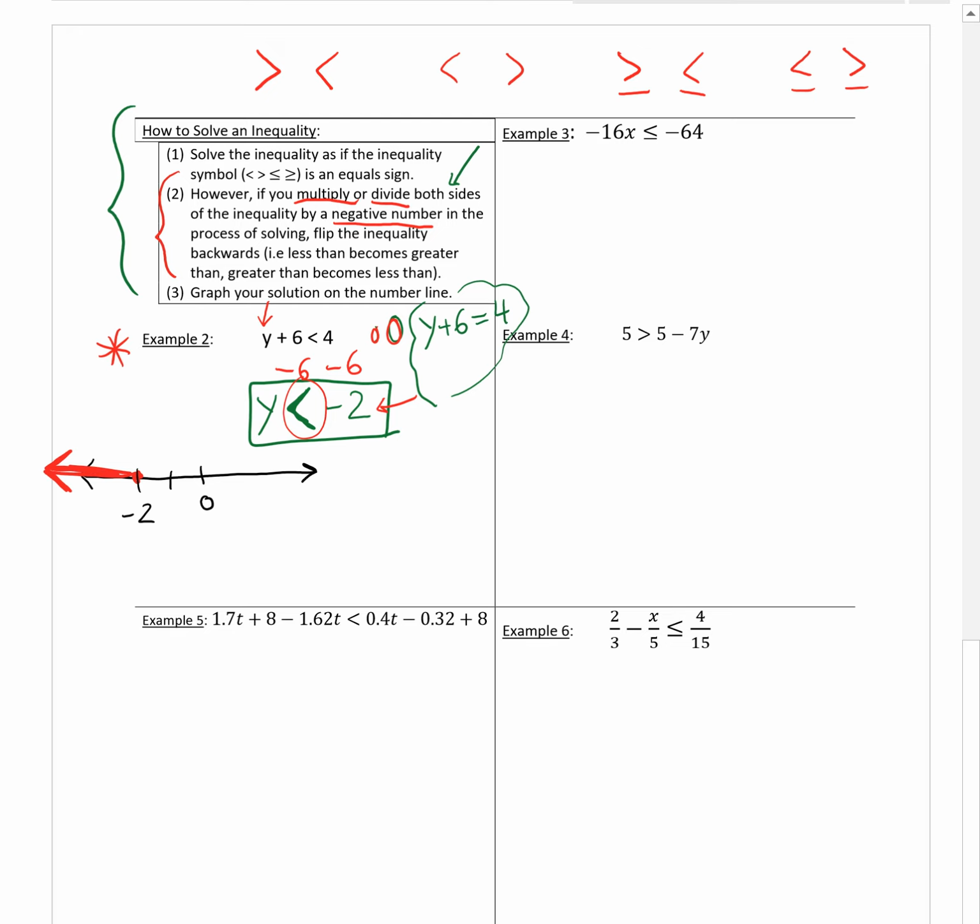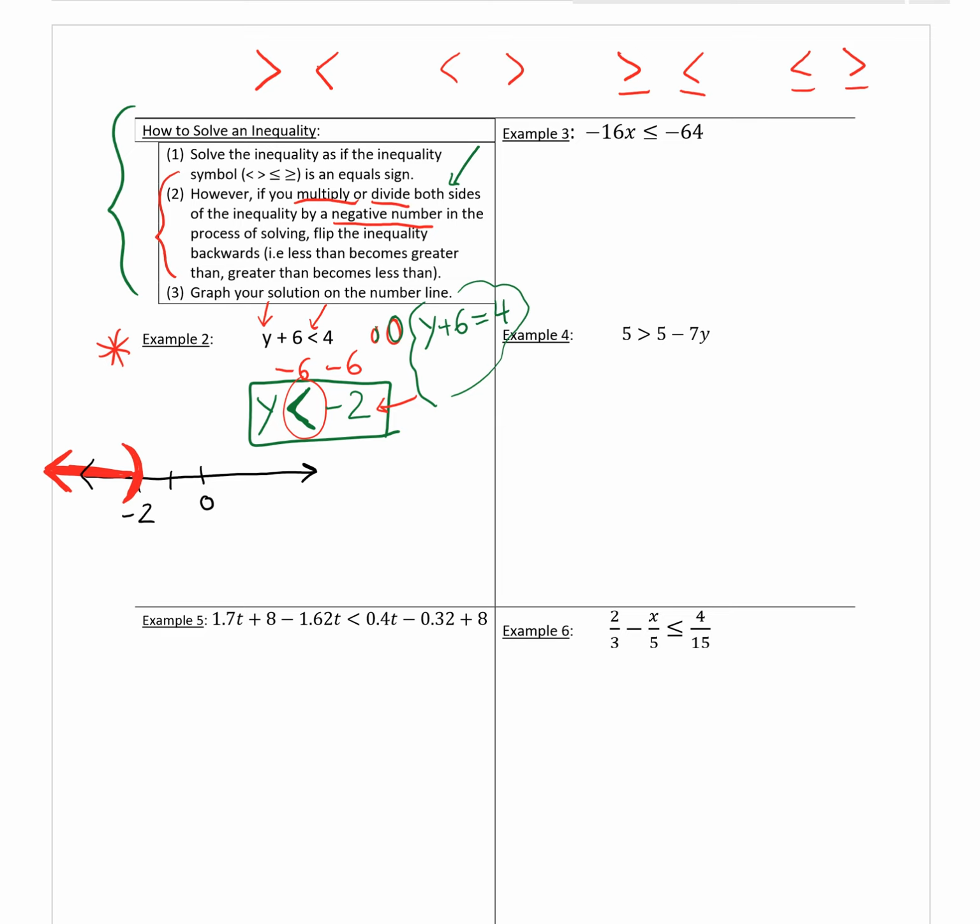Then I have to remember, do I put a bracket or a parenthesis on that point? I'm going to put a parenthesis because there's no "or equal to" in this inequality. Notice it's just a strictly less than, not less than or equal to. It's only if there's an "or equal to" that you put the bracket. So there's our graph. Now I think I'm ready to write interval notation. The interval notation is the most important part. That's the part they really want.